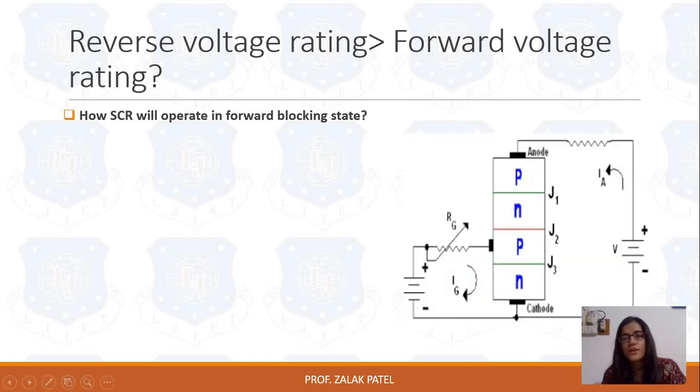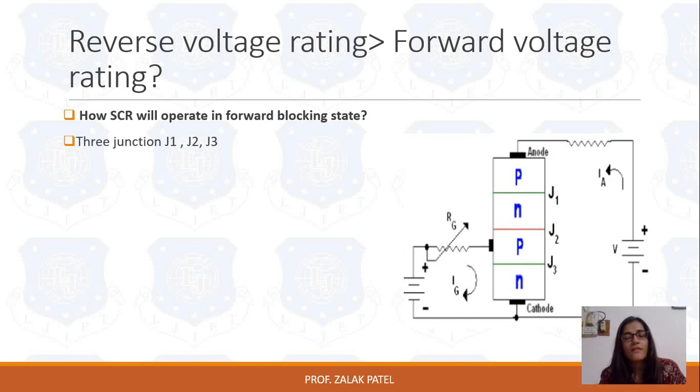In the figure you can see that the P and N junction forms J1, between N and P the junction is J2, and between P and N the junction is J3. Here the P anode is connected to the positive and the cathode to the negative terminal. Now J2 is comparatively lightly doped compared to J1 and J3, which means the J2 layer is lightly doped and J1 and J3 are heavily doped.